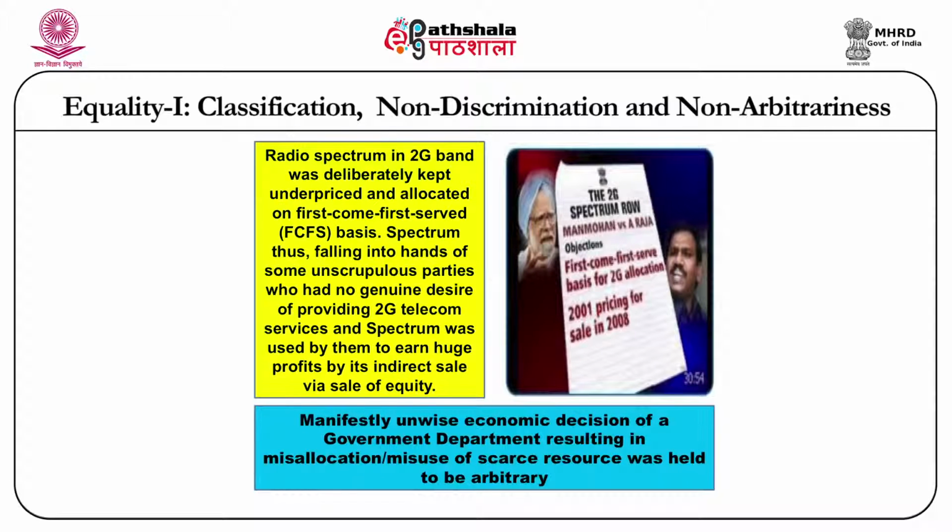Radio spectrum in 2G band was deliberately kept underpriced and allocated on a first come, first served basis, spectrum thus falling into hands of some unscrupulous parties who had no genuine desire of providing 2G telecom services, and spectrum was used by them to earn huge profits by its indirect sale via sale of equity. In Centre for Public Interest Litigation versus Union of India, the Supreme Court held that a manifestly unwise economic decision of a government department resulting in misallocation or misuse of scarce resource was held to be arbitrary.